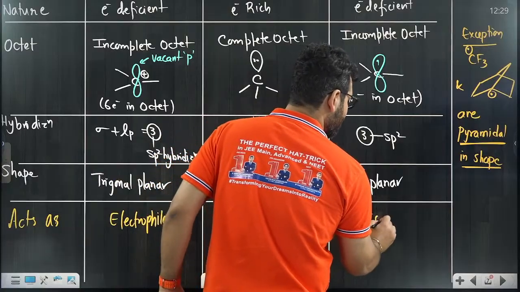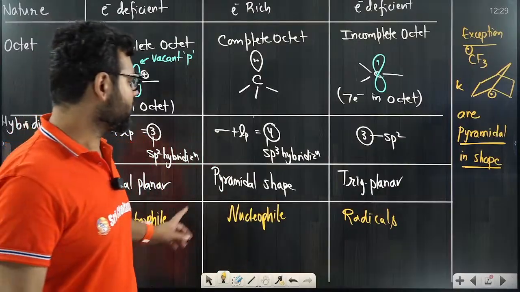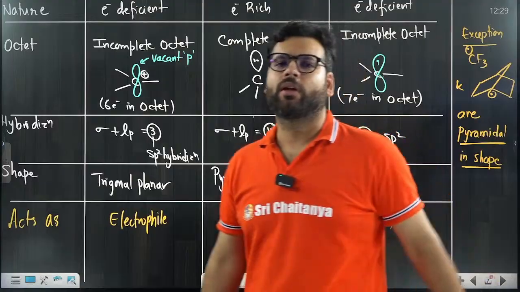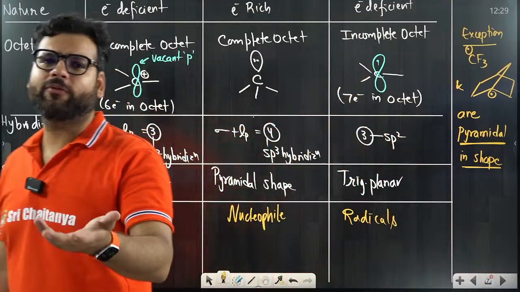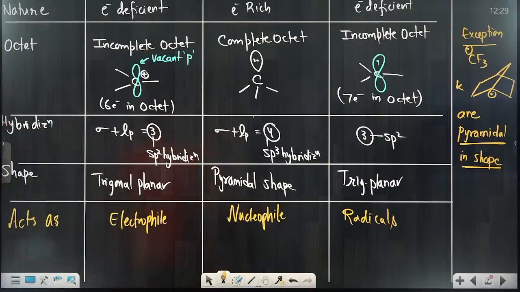So there are 3 types of attacking species I told you: electron rich, electron deficient, and radicals. Radicals are themselves a different type of attacking species. I hope it is clear to everyone till here, yes or no? Is it clear to everyone?